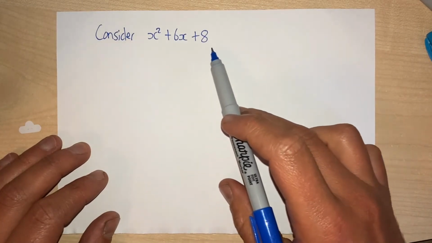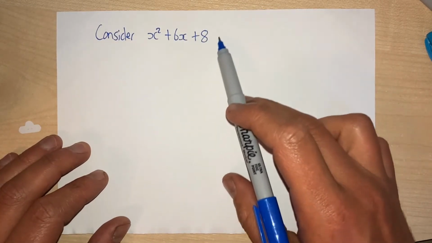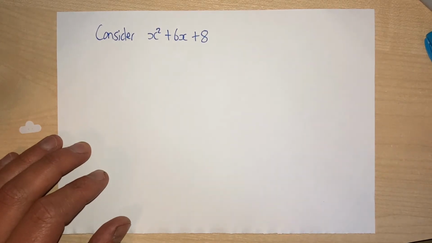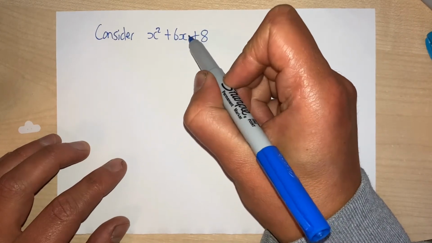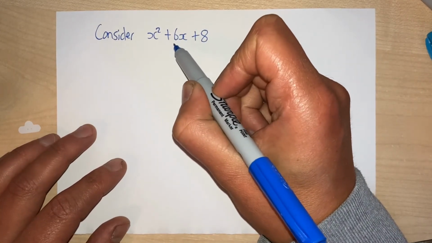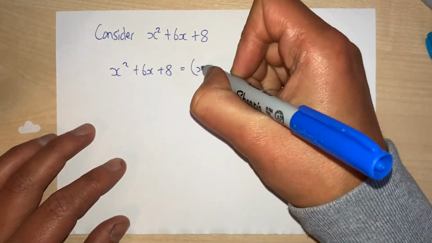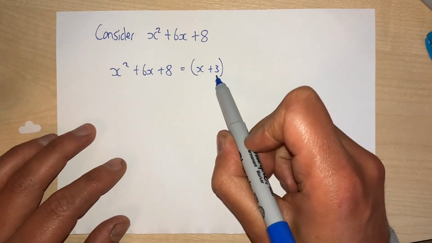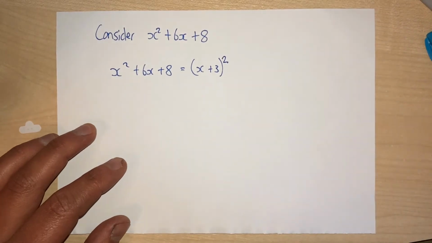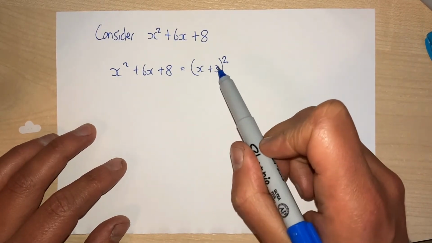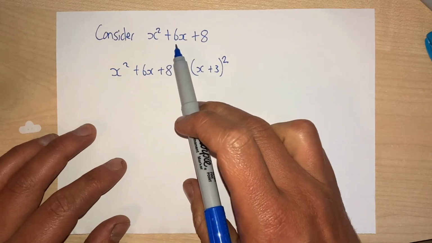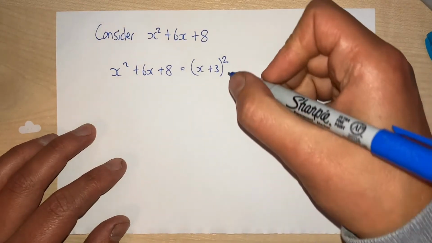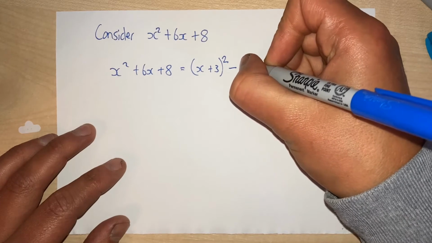Here we have a slightly different expression. Instead of ending in plus 9, it ends in plus 8. But we can complete the square as follows. We halve the coefficient of 6, which is where our 3 came from a minute ago. And we write that here. Now if we expand this, we would have x squared plus 6x plus 9. But our expression is x squared plus 6x plus 8. So here we should have a minus 1.